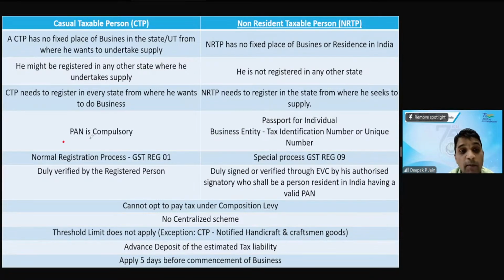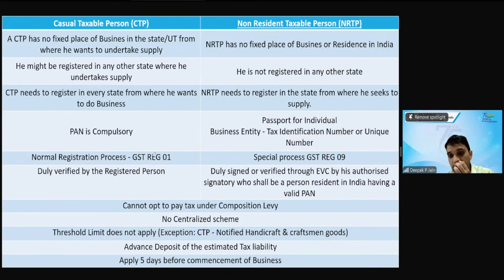In case of a CTP, PAN is compulsory because without PAN, you will not get your GST registration. Similarly, a casual taxable person registration also, you will not get it. For an NRTP, he will not have a PAN because PAN is for citizens of India. An NRTP is a non-resident. He is not a citizen of India. So for him, a passport is necessary if he is an individual. A business entity will not have a passport. For them, a tax identification number is required.